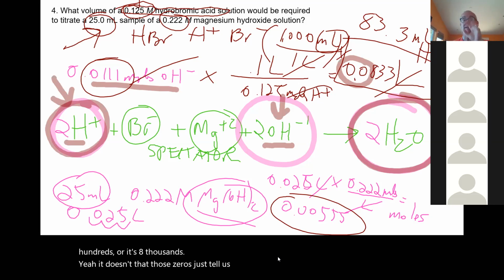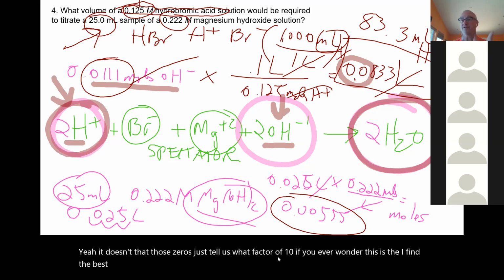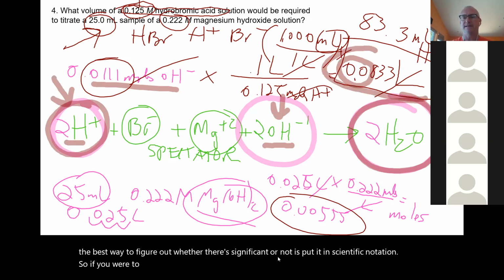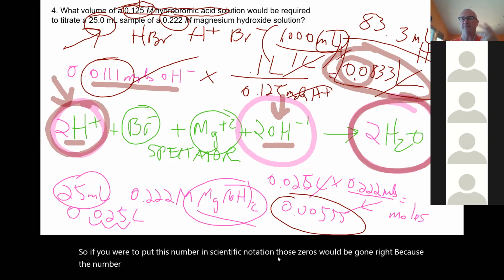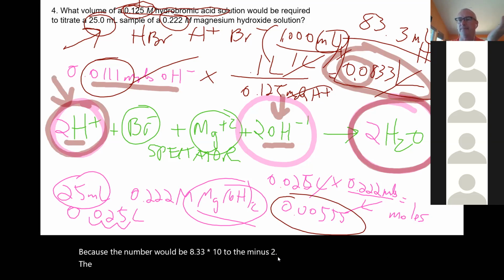If you ever wonder whether they're significant or not, I find the best way to figure it out is to put it in scientific notation. If you were to put this number in scientific notation, those zeros would be gone, right? Because the number would be 8.33 times 10 to the minus 2. Those zeros would not show up, so they're not significant.